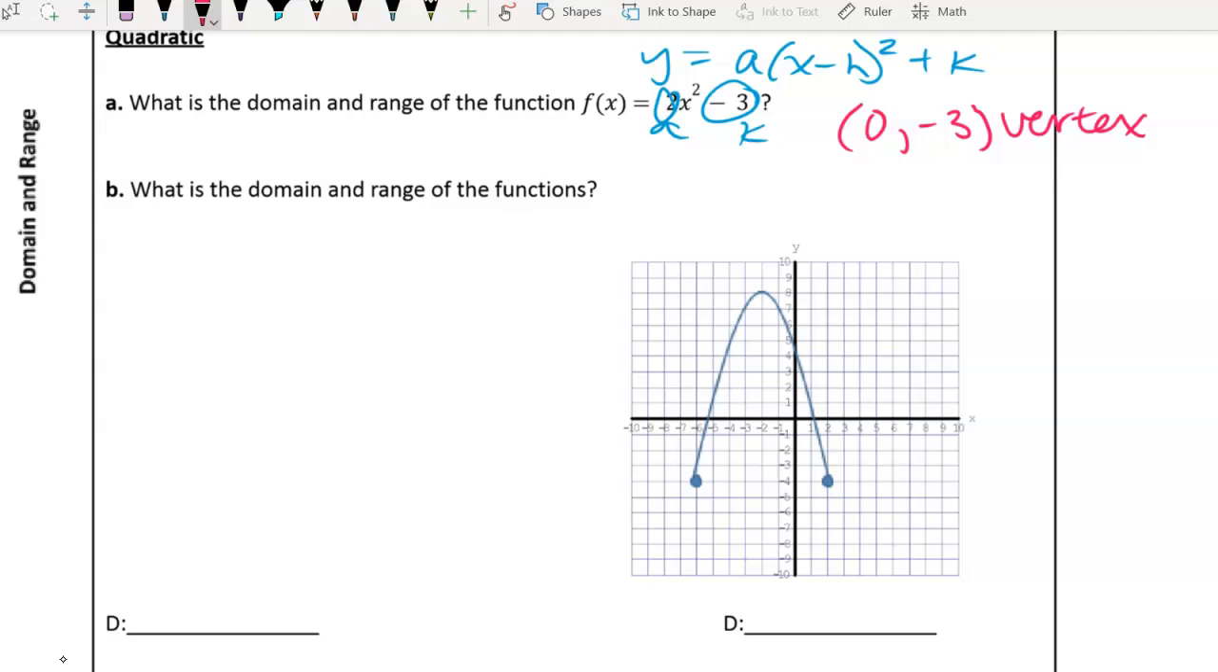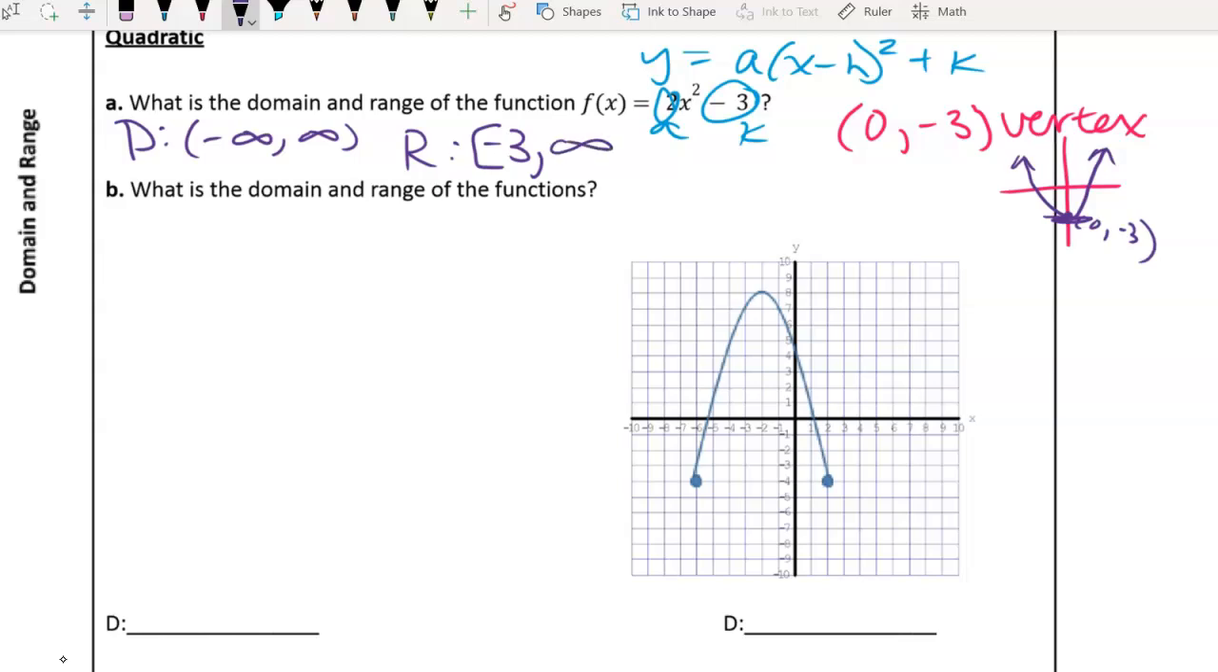So if we have a graph like this, just a quick little sketch, I know that the vertex being at 0, -3 would be something like this, right? Where this is 0, -3. So looking at this basic graph, if the domain is from left to right, my domain would be -infinity to +infinity, and my range from bottom to top would start at that -3. So we'd have a bracket, and it goes up to +infinity with a parentheses.